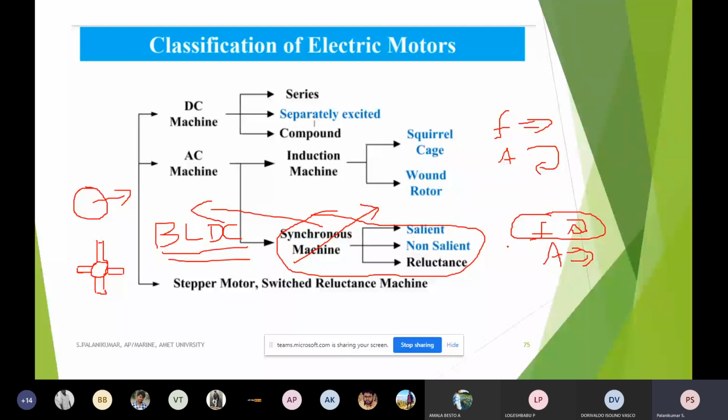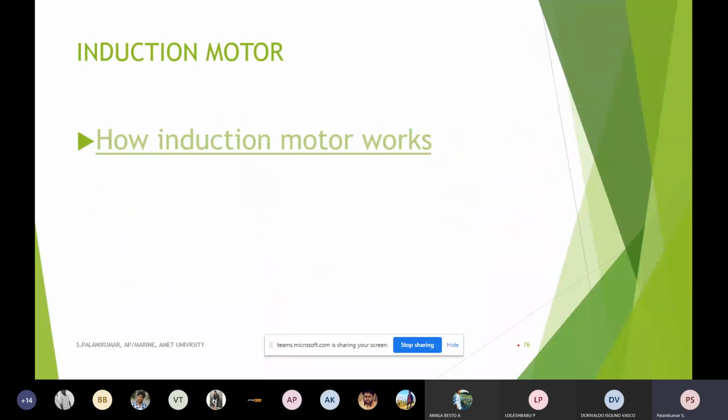So automatically the brush and the commutator arrangement are totally avoided. There is no electrical contact to the rotating part. So that is a very big advantage of the BLDC motor. We can learn from here. So that is the important thing.